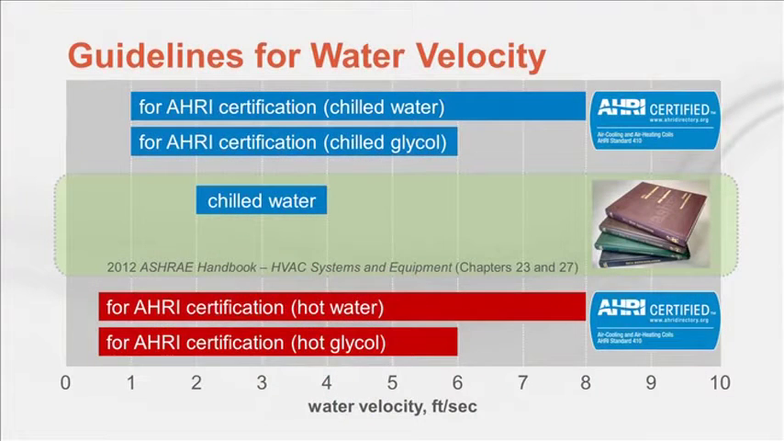other risks I mentioned. Heating coils typically require fewer rows of tubes, which allow them to be selected at higher water velocities without resulting in high water pressure drops. So the ASHRAE Handbook recommends 4 to 6 feet per second.